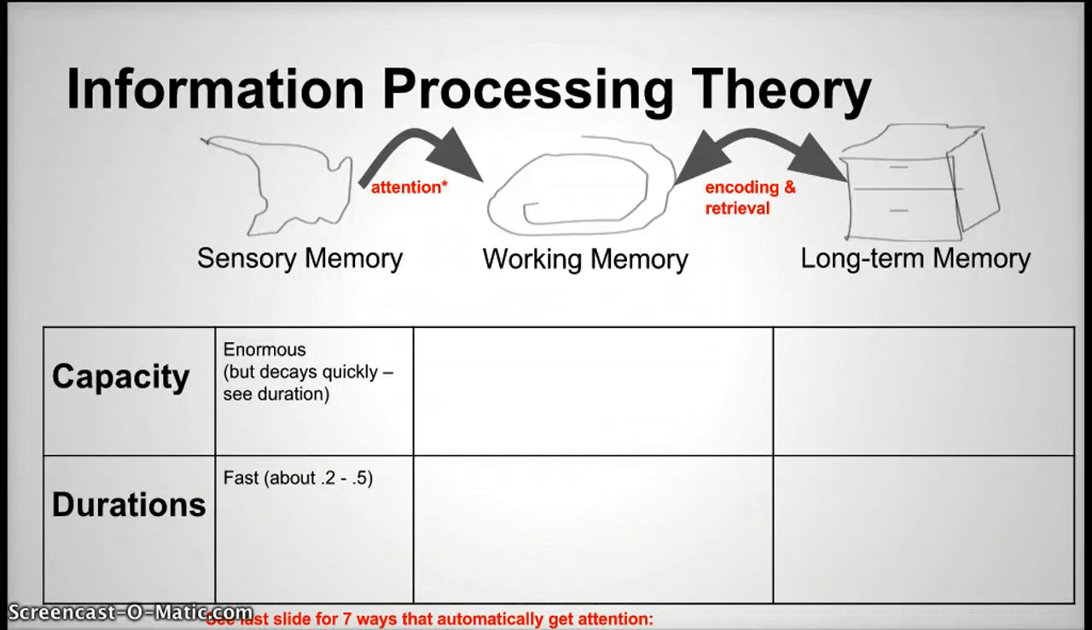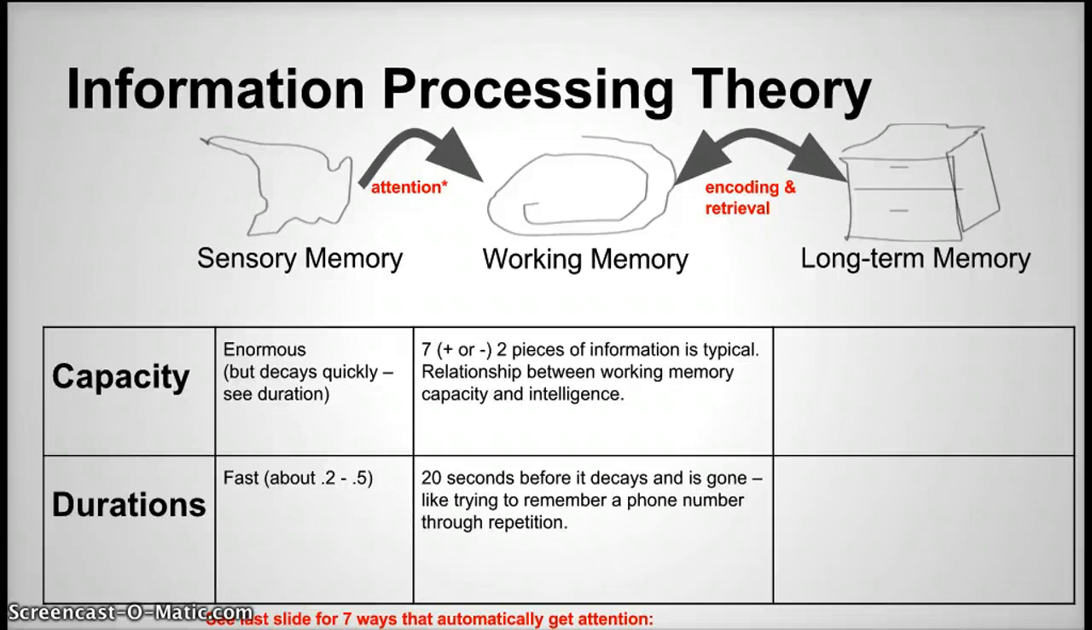The sensory memory is enormous. Again, so much information is entering this sensory memory, but it goes away really fast. Like, think about those sparkler trails. Really quickly, they go away. In our working memory, typically, people can hold 7 plus or minus 2 pieces of information. We unfortunately don't have much time before this information decays. That's why we repeat that phone number over and over and over.